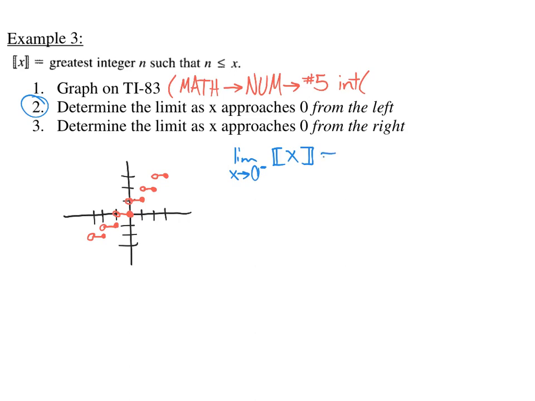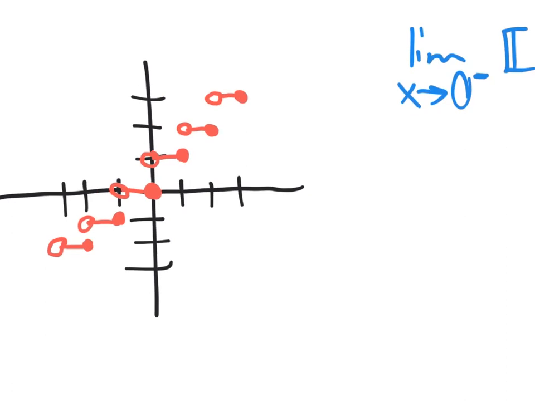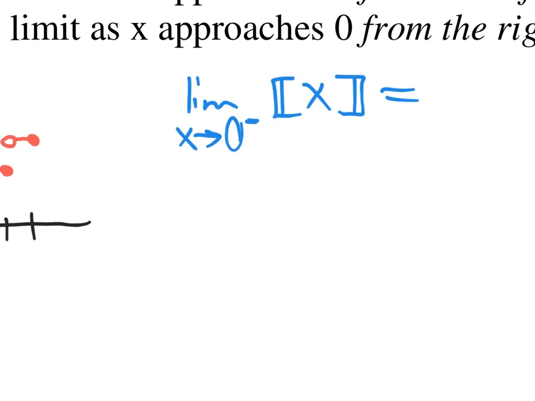Good. Alright, so what is it approaching as we approach 0 from the left? How about -12? No. Look, as we're approaching 0, here's 0. As we approach from the left, what is our function approaching? 0. Right here. There we're approaching 0 from the left. Does that make sense? So we would say that the limit there is 0.